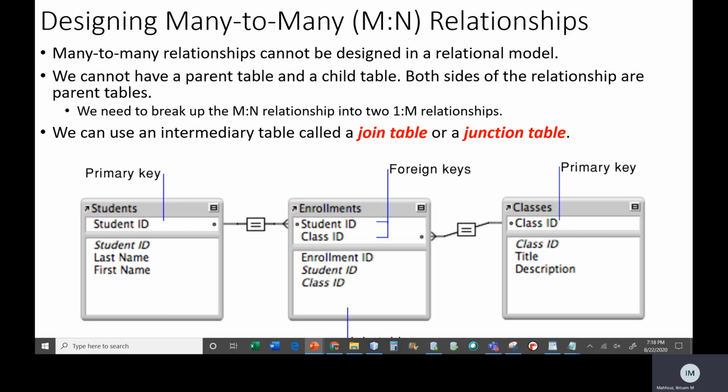We create an intermediary table where we store the primary key of both entities. So I take the student's primary key, I take the class's primary key, and I store them there as foreign keys. Now, remember when we talked about creating those tables before, we have options for the primary key of this new join table or junction table. We could make the student ID and class ID the primary key of enrollments. Or we could have also just created one new column like enrollment ID. But this is how you would design a many-to-many relationship.